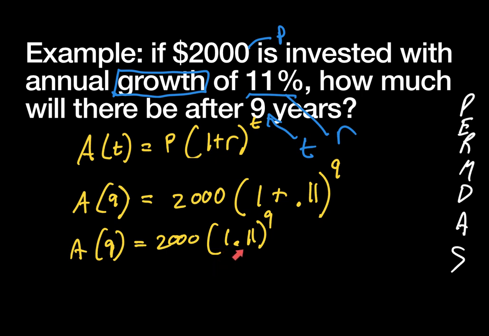So this number is 2.558036924, et cetera, et cetera. Take that times 2,000. And I have the amount after 9 years is equal to $5,116.07. Because we're dealing in dollars, we'll go to the nearest hundredth. Which is not too bad.